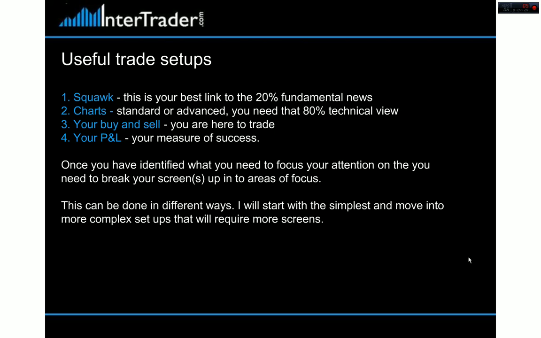So then your 3 is your buy and sell. That's where you actually trade. And then number 4 is your P&L, where you can close your trades and actually measure what you've done, your measure of success. So really, again, once you've identified these areas that you have to really focus on the trading platform, it's down to you how you lay them out and how you set them out.